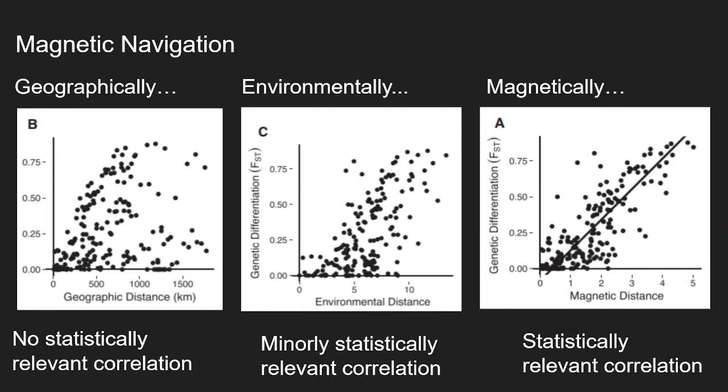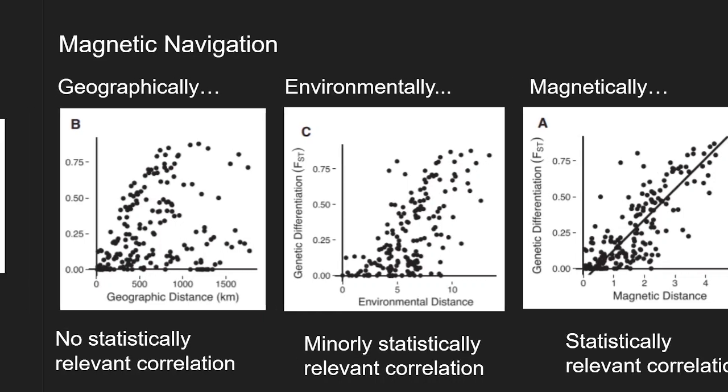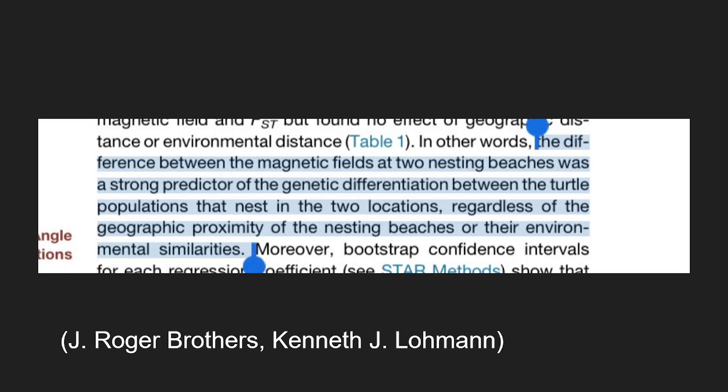So, as you can see, there is a most statistically relevant correlation between magnetic distance, so which magnetic field, and genetic differentiation, whereas with environmental similarities and geographic similarities, there is less statistically relevant correlation. So to sum it up, in the study, it was found that the difference between the magnetic fields at 2 nesting beaches was a strong predictor of the genetic differentiation between the turtle populations that nest in the 2 locations, regardless of the geographic proximity of the nesting beaches or their environmental similarities.